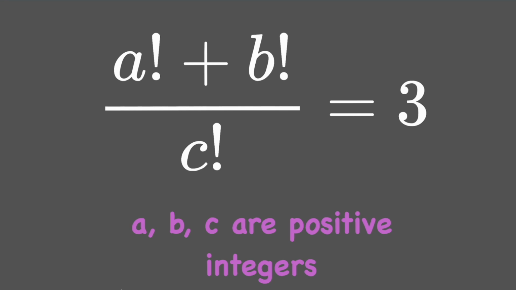Hi, welcome back. The problem today is about the equation (a! + b!)/c! = 3, where a, b, c are positive integers. Now let's get started.